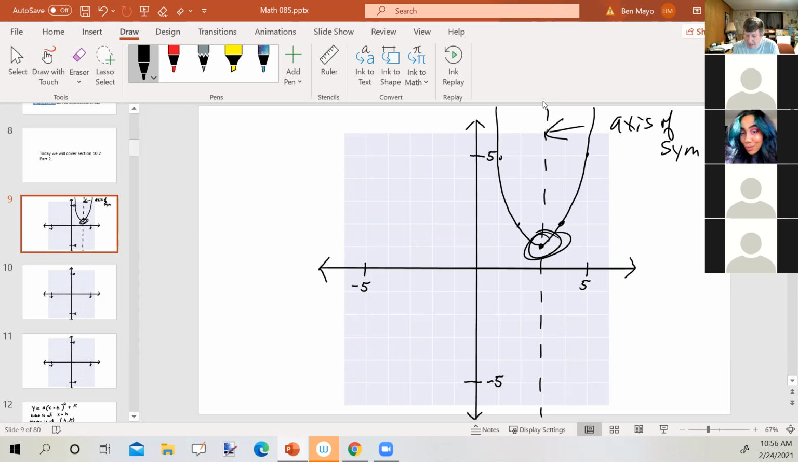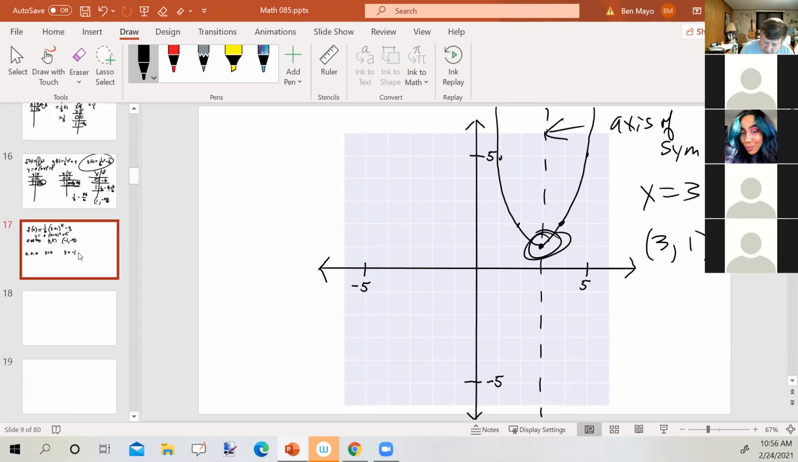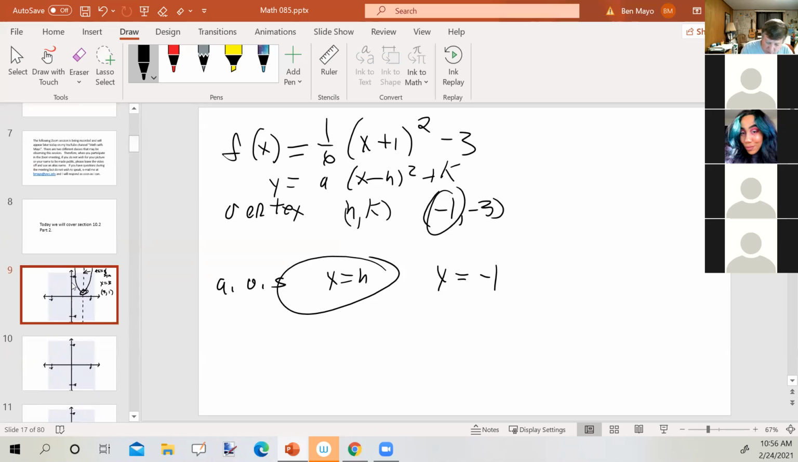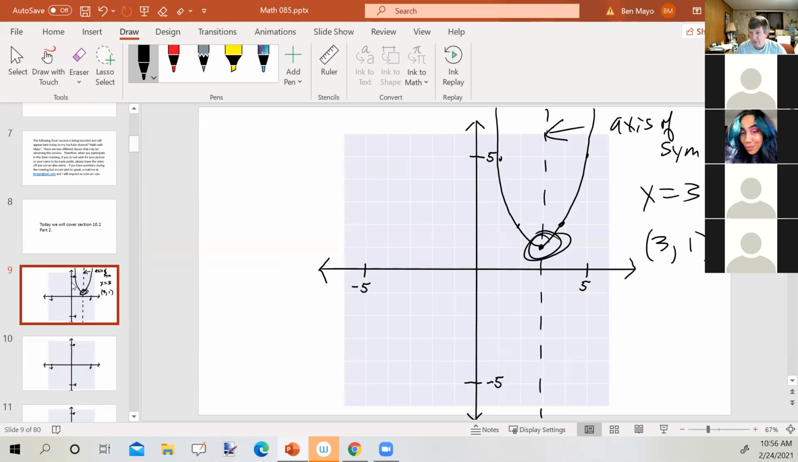It goes through the vertex. So the axis of symmetry in this case is x equals 3. You see that vertical line through x equals 3. So the vertex is at 3 comma, in this case, 1. So when we go to the general description, the axis of symmetry is at x equals h. The vertex is at h, k. The axis of symmetry always goes through the vertex. It's always x equals whatever the x value of the vertex is.